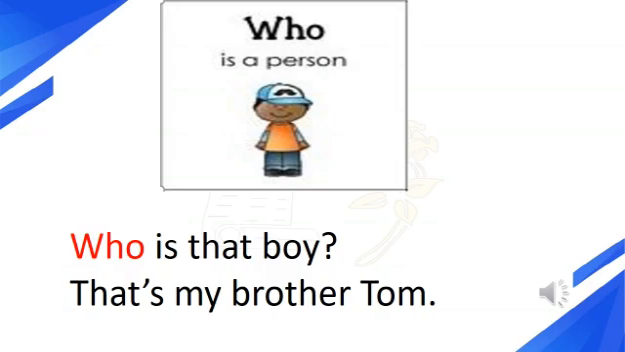For example, who is that boy? The answer is, that's my brother Tom. This is the first member of the WH questions family. The question who. We use it to ask about a person. Who is that boy? Here we asked about the boy. The boy is a person. That's my brother Tom. And the answer is a person also.